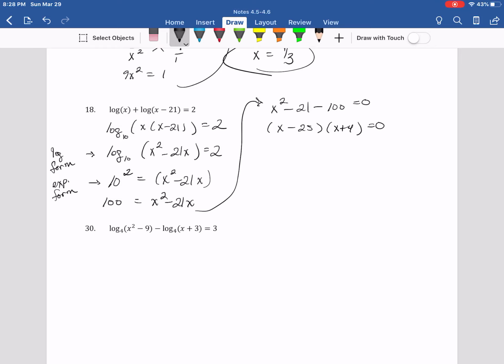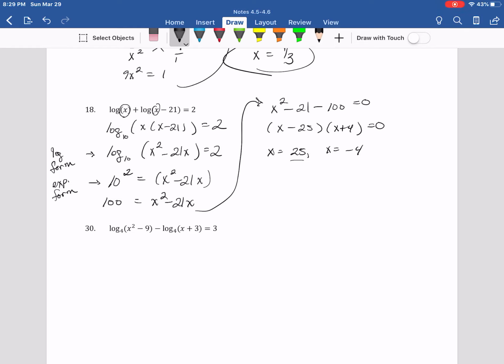And we do. So now you're going to get two answers. You're going to set each factor equal to 0. You're going to get x equals 25 or x equals negative 4. And then you go back and you check to make sure that these are both within the domain. Substitute 25 in for x right here and right here.